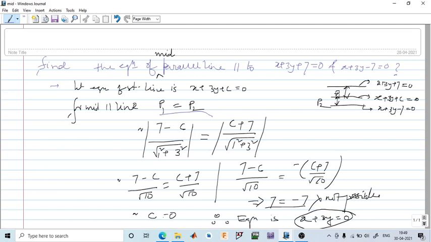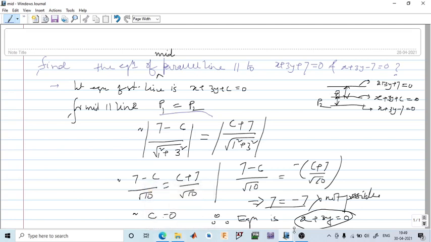In the other case, if we take the negative part, then you will see that 7 is coming to be equal to minus 7. That is not possible. So c equals 0 will be the answer. So the final straight line would be x plus 3y equals 0.